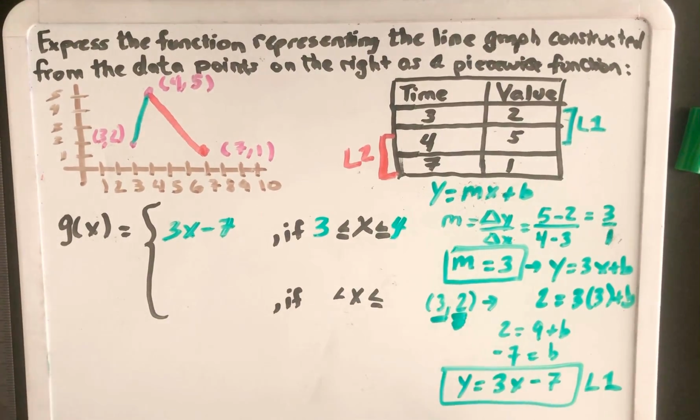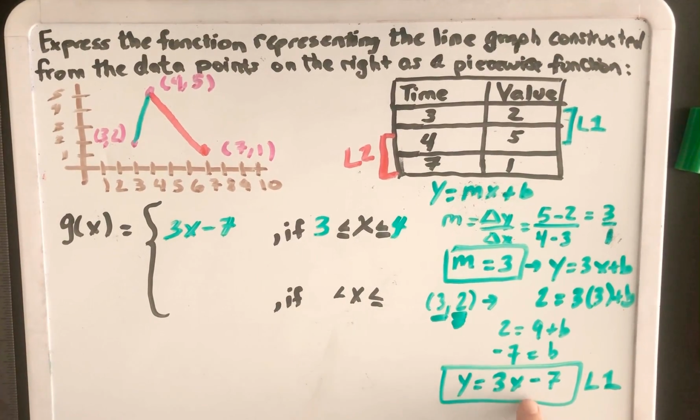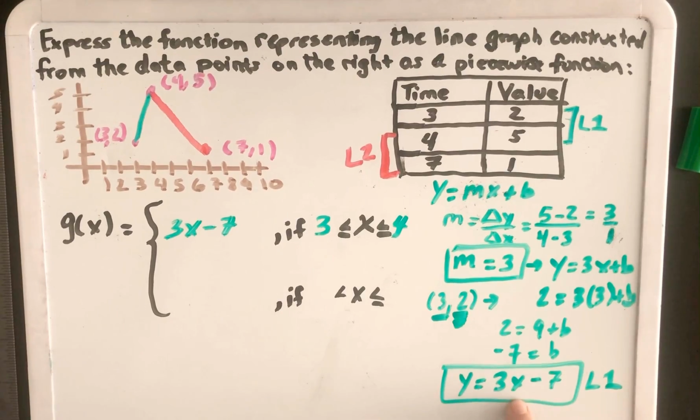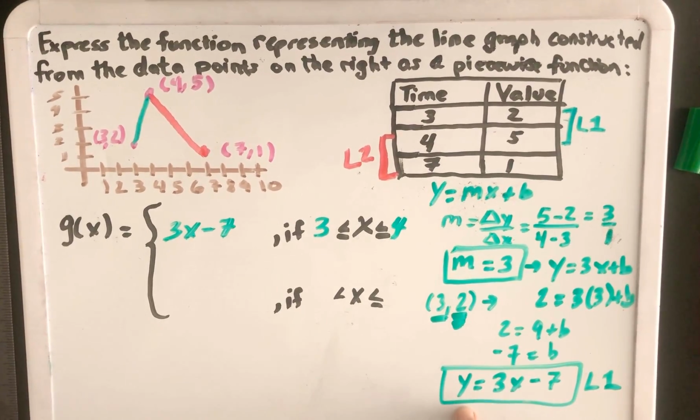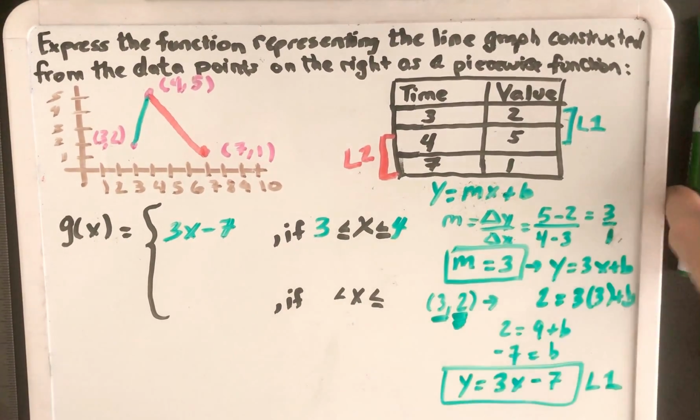And again, I can verify that this equation does in fact work. If I plugged in 4 into my equation, 4 times 3 is 12. 12 minus 7 is 5. So an input of 4 does produce an output of 5. So that is a point on that line. Okay, so I could have used either point to create that equation.